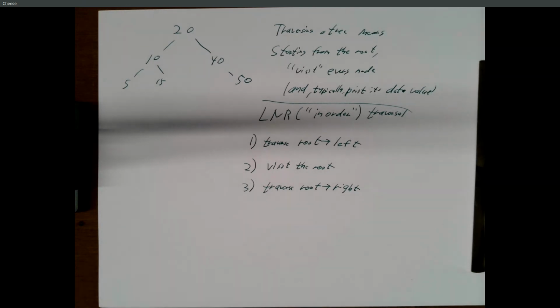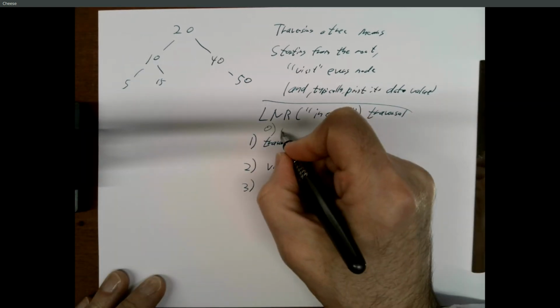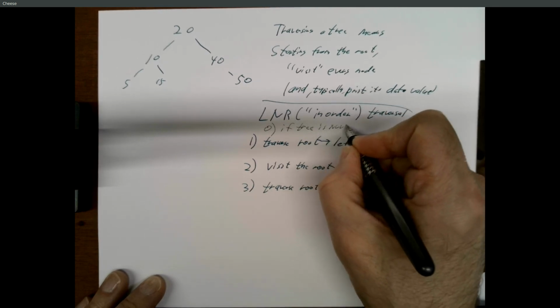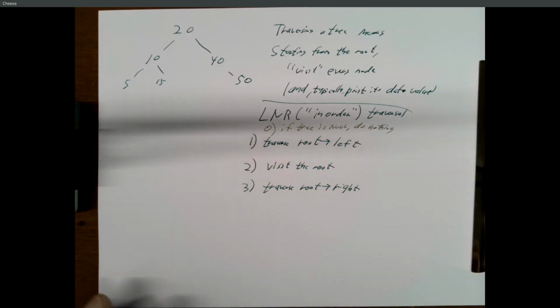With a special check in the beginning. If the tree is null, do nothing. If someone asks you to traverse a null tree, you don't have to do anything. There are no nodes to visit.